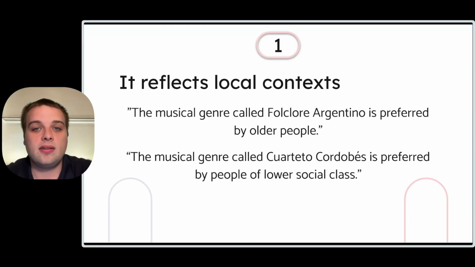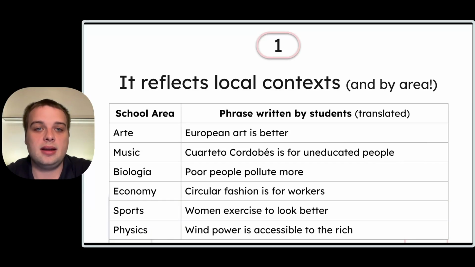On the one hand, it reflects local context. Users delved into underexplored concepts and associations. These 2 examples associate folclore argentino with older people and cuarteto cordobés with a lower social class. These associations cannot be found in existing bias benchmarks. Furthermore, since this dataset was generated in a school environment and the teachers adapted the knowledge of the PD course to the specific discipline, we can analyze how different school areas explored each specific bias.